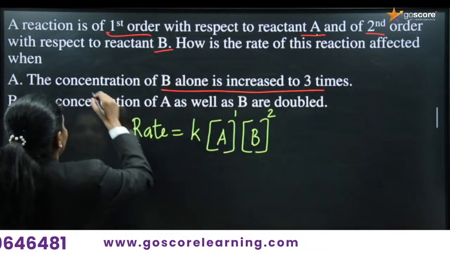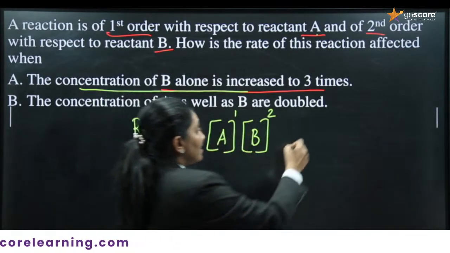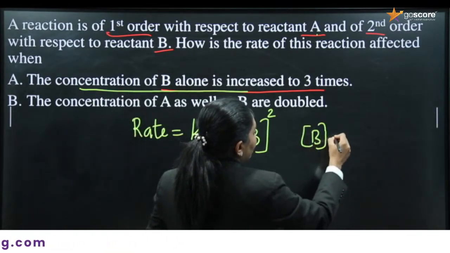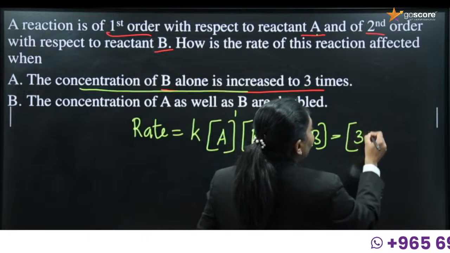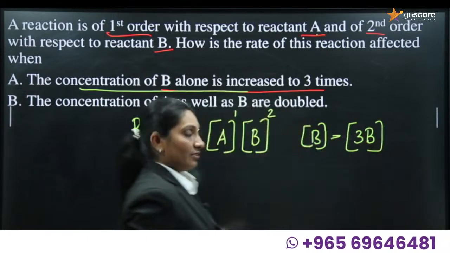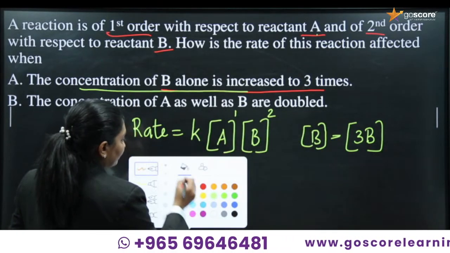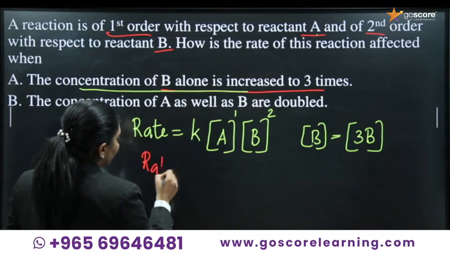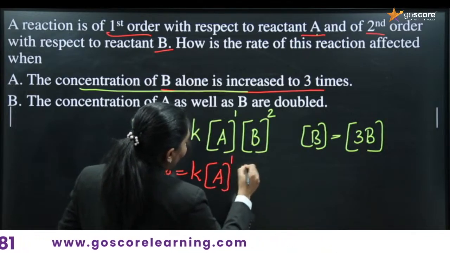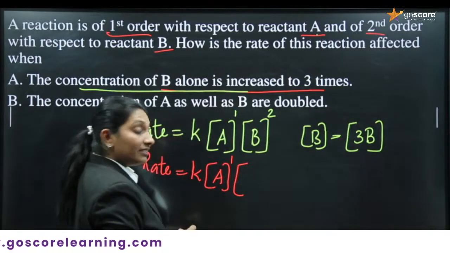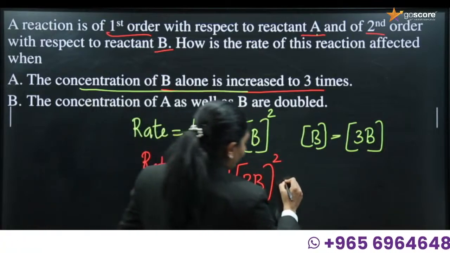Now see the question, what you want to find out: how the reaction rate is affected when you increase the concentration of B 3 times. We are increasing the concentration of B 3 times, that means 3B. Substitute B equal to 3B in this one. Then your rate will be rate is equal to k into concentration of A raised to 1 and instead of B it will be 3B square.